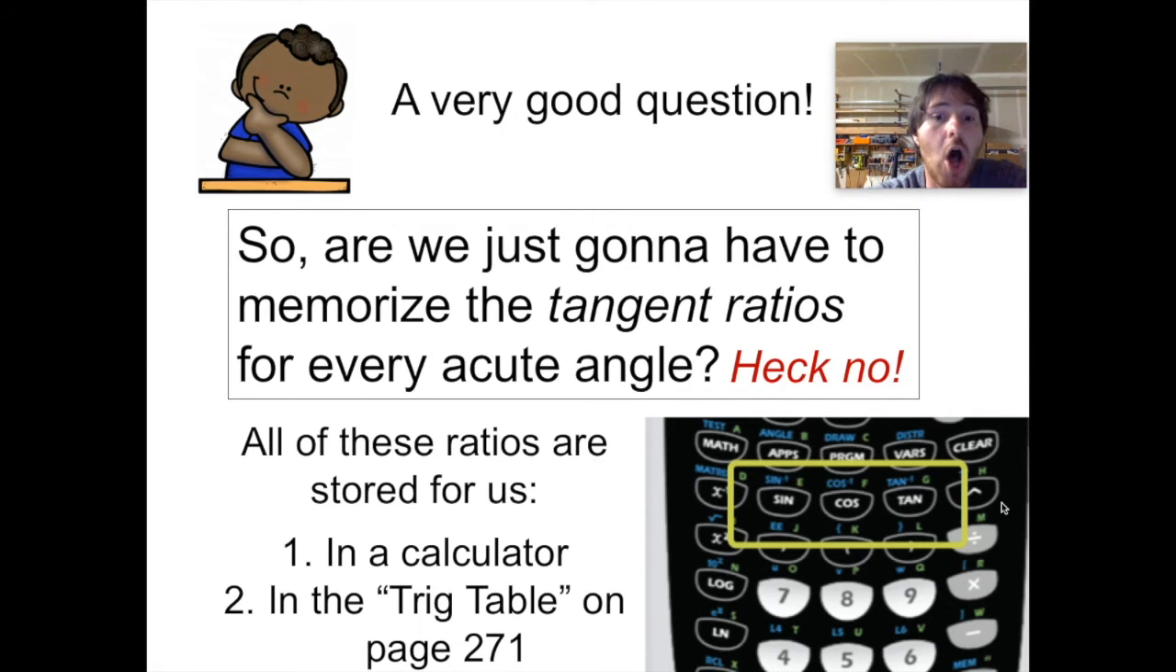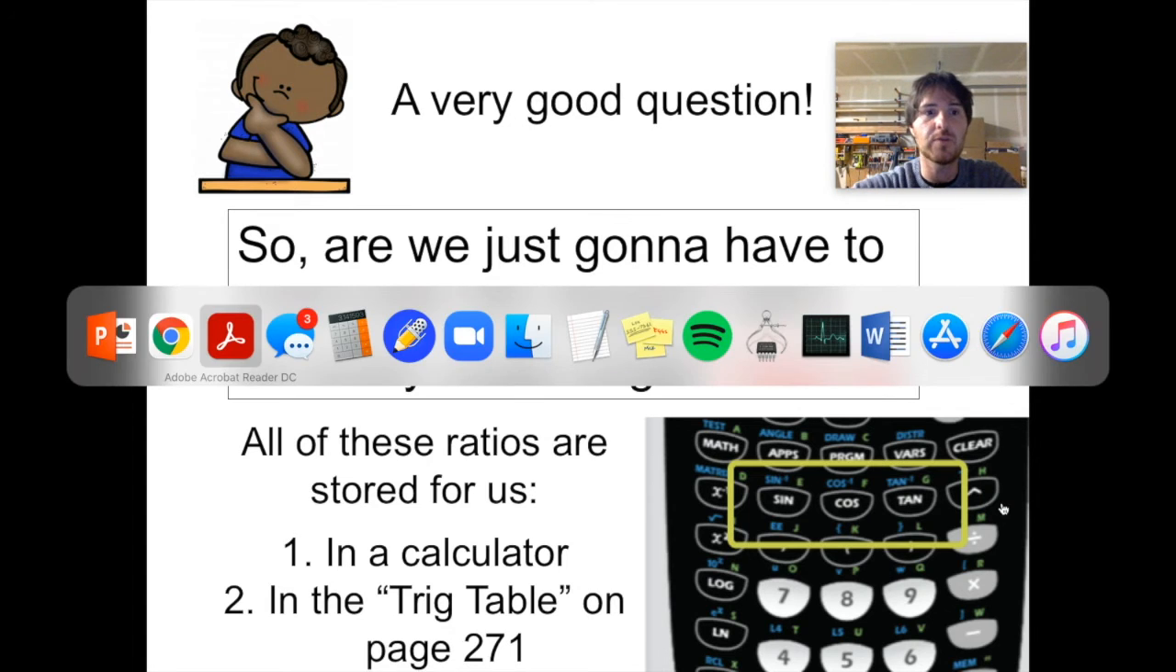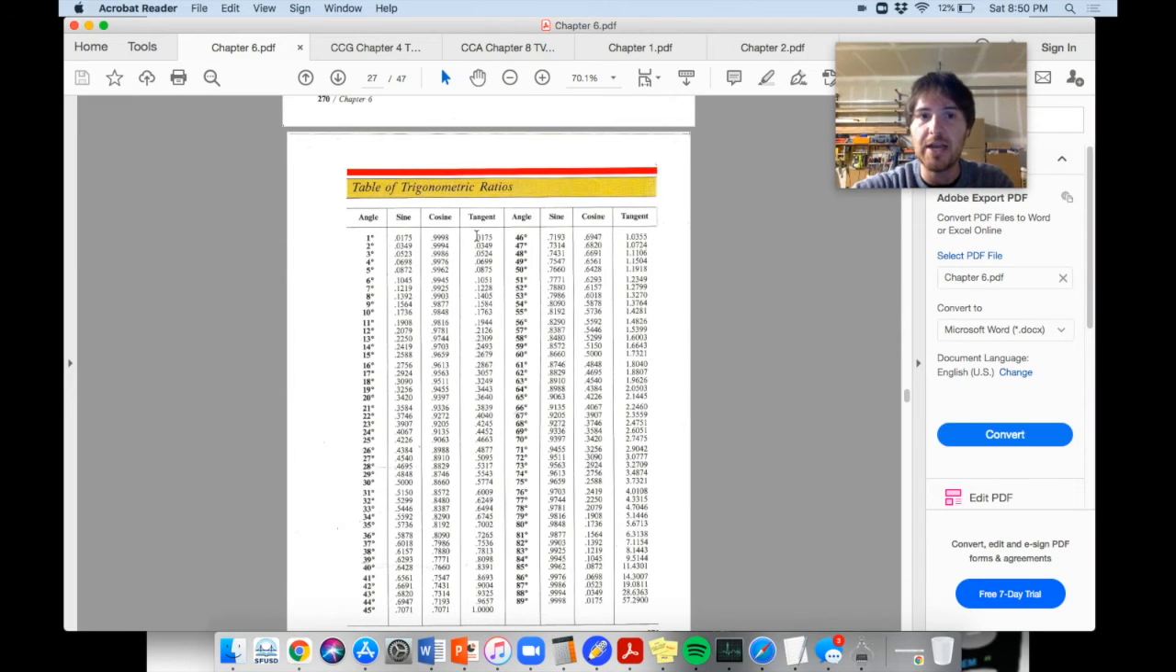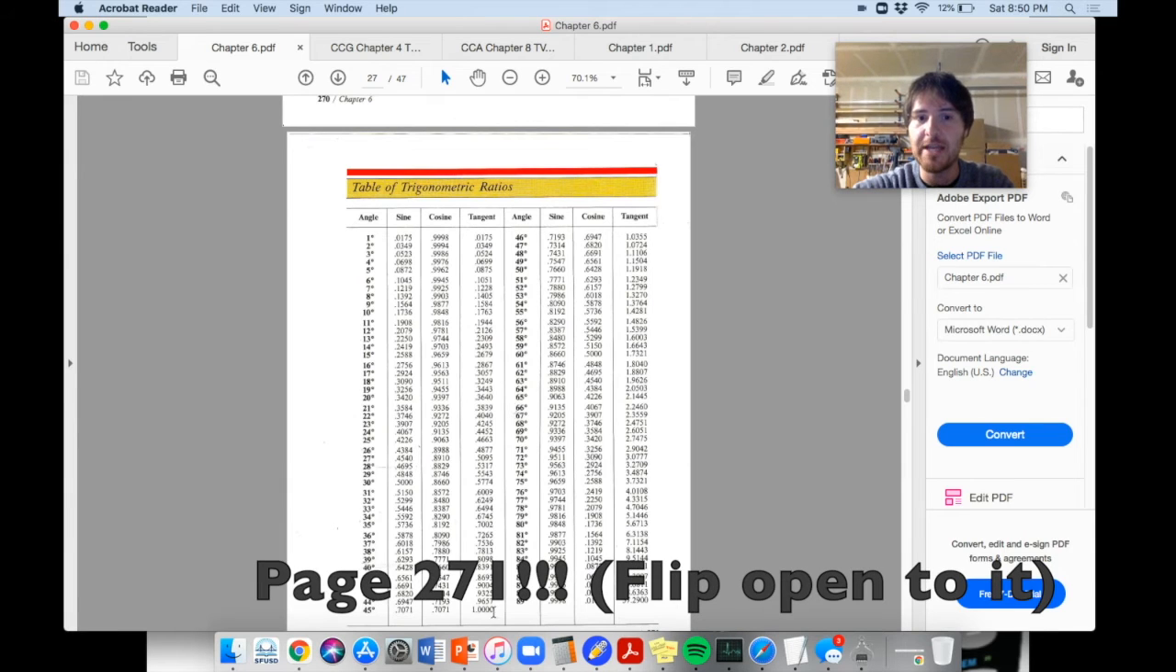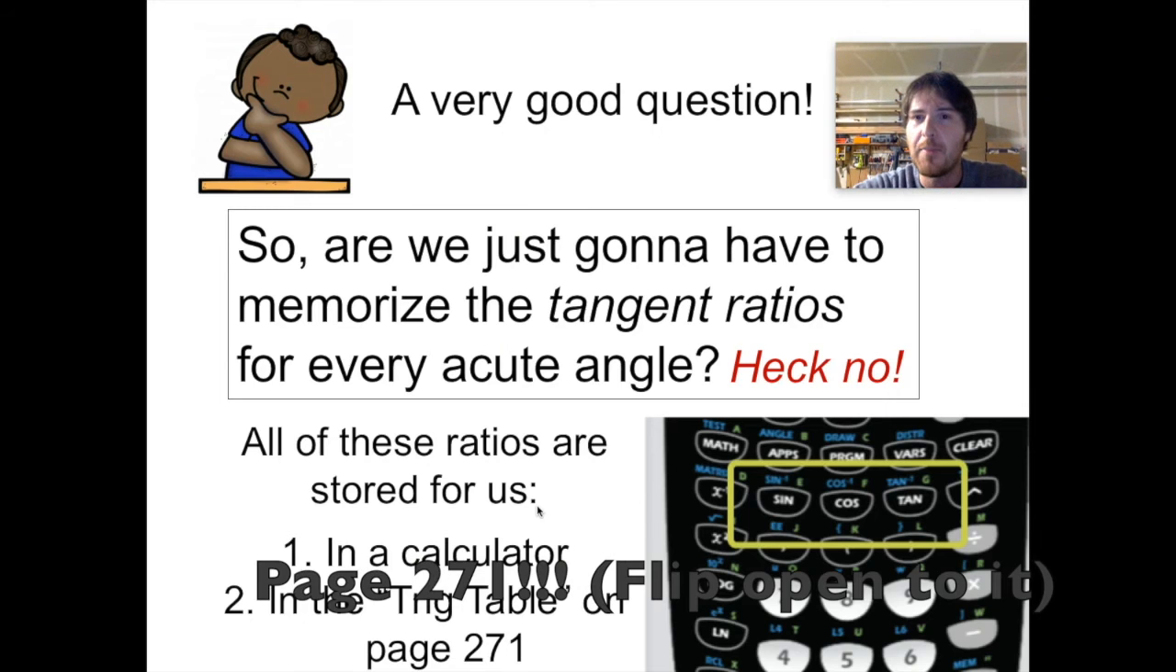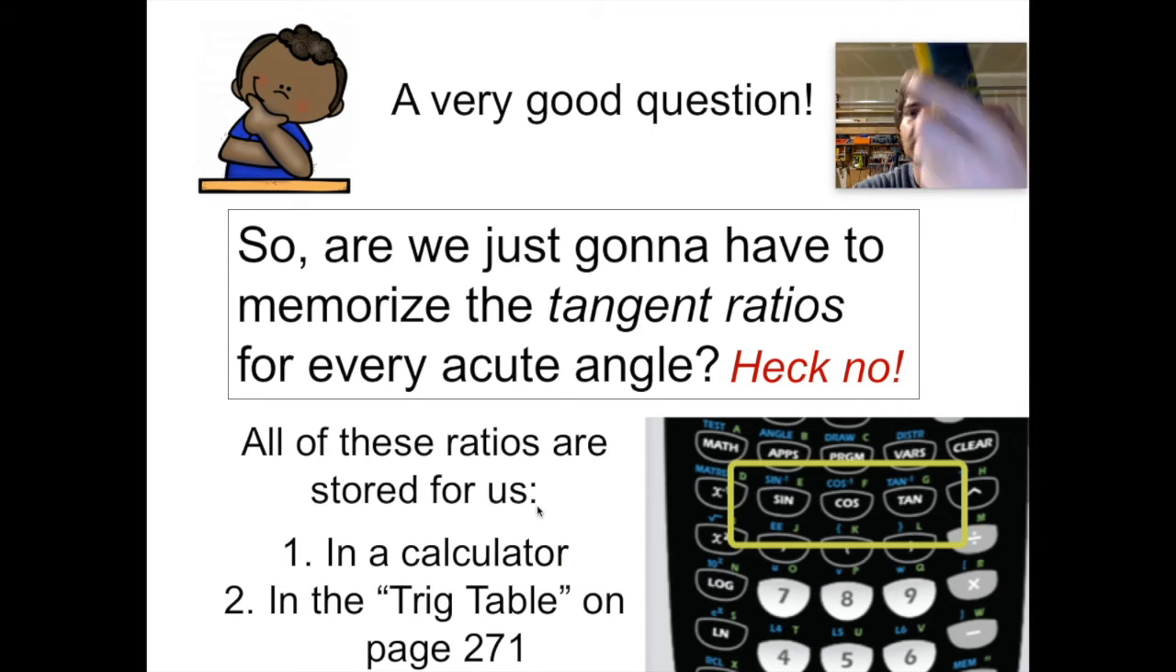Anyways, all of these ratios are stored for us, so you don't have to memorize these here. They're stored for us in a calculator. Okay, we'll get to that a little bit later. And then also in the trig table on page 271. And I might just flip to it right now. Here it is. Check it out here. We've got tangent. These are all of our tangent ratios that we're going to use in solving problems this year. And it's just the whole number values between 1 and 89 degrees. We'll spend a couple minutes looking at this in the coming slides here. Also in a calculator, just to show you this.